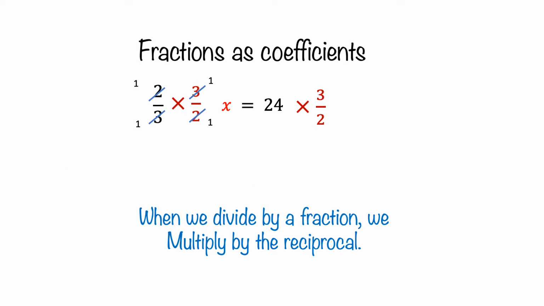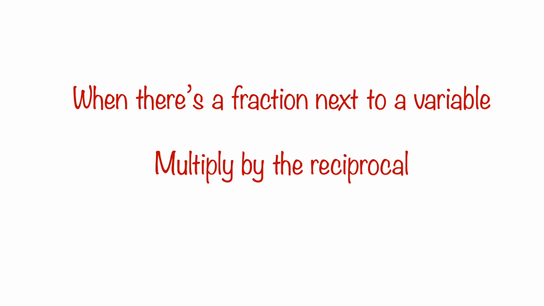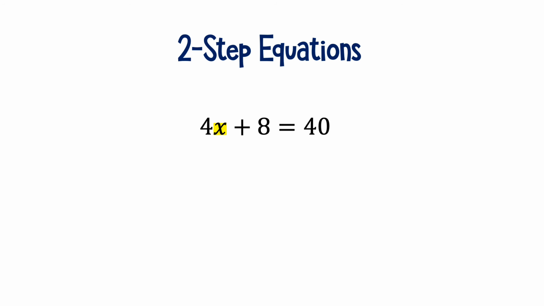When we do this, the fractions cancel each other out so that x is isolated on the left. We can cross-reduce in this problem, and we are left with 12 times 3, so x equals 36. When there's a fraction next to a variable, multiply by the reciprocal. Dividing by the fraction is the same thing as multiplying by the reciprocal.